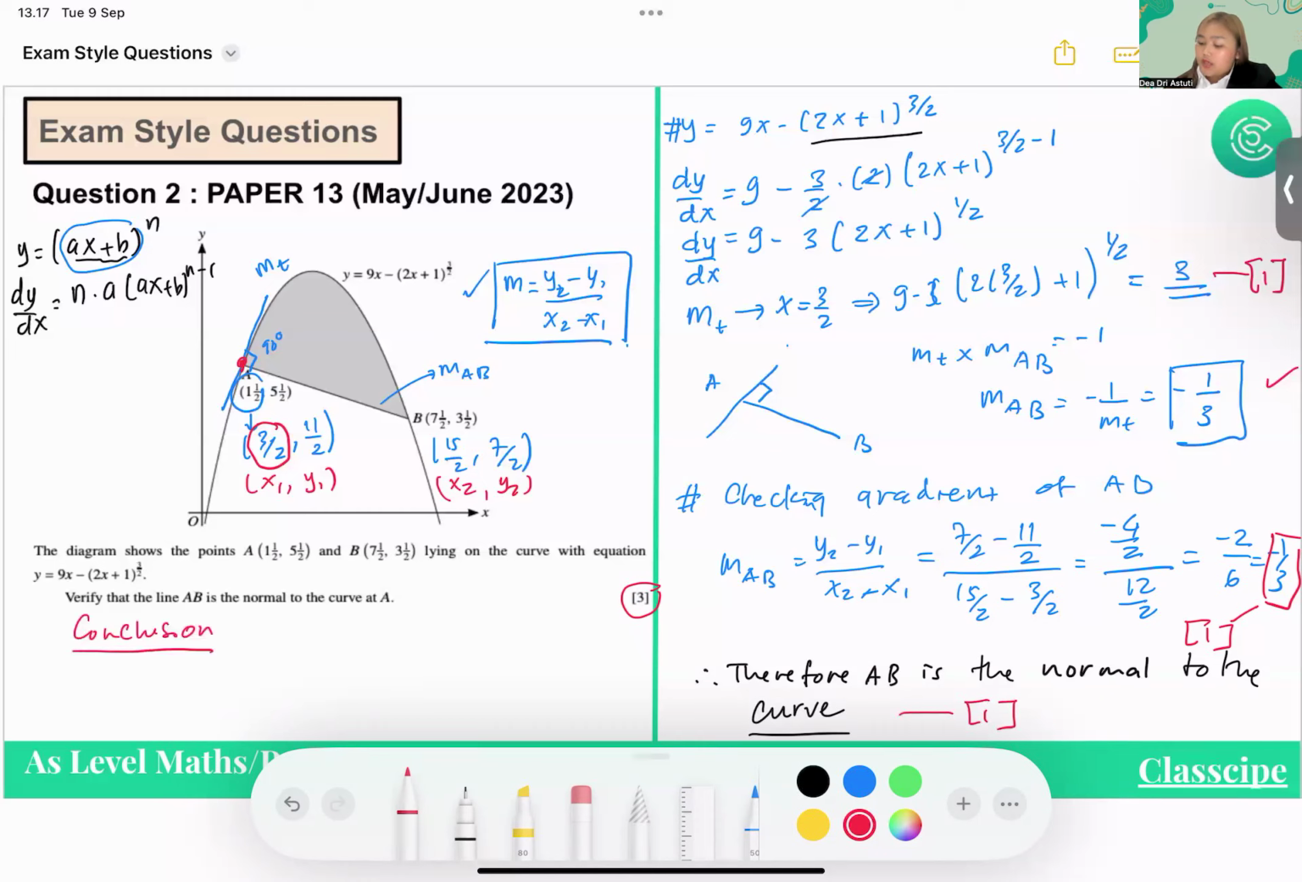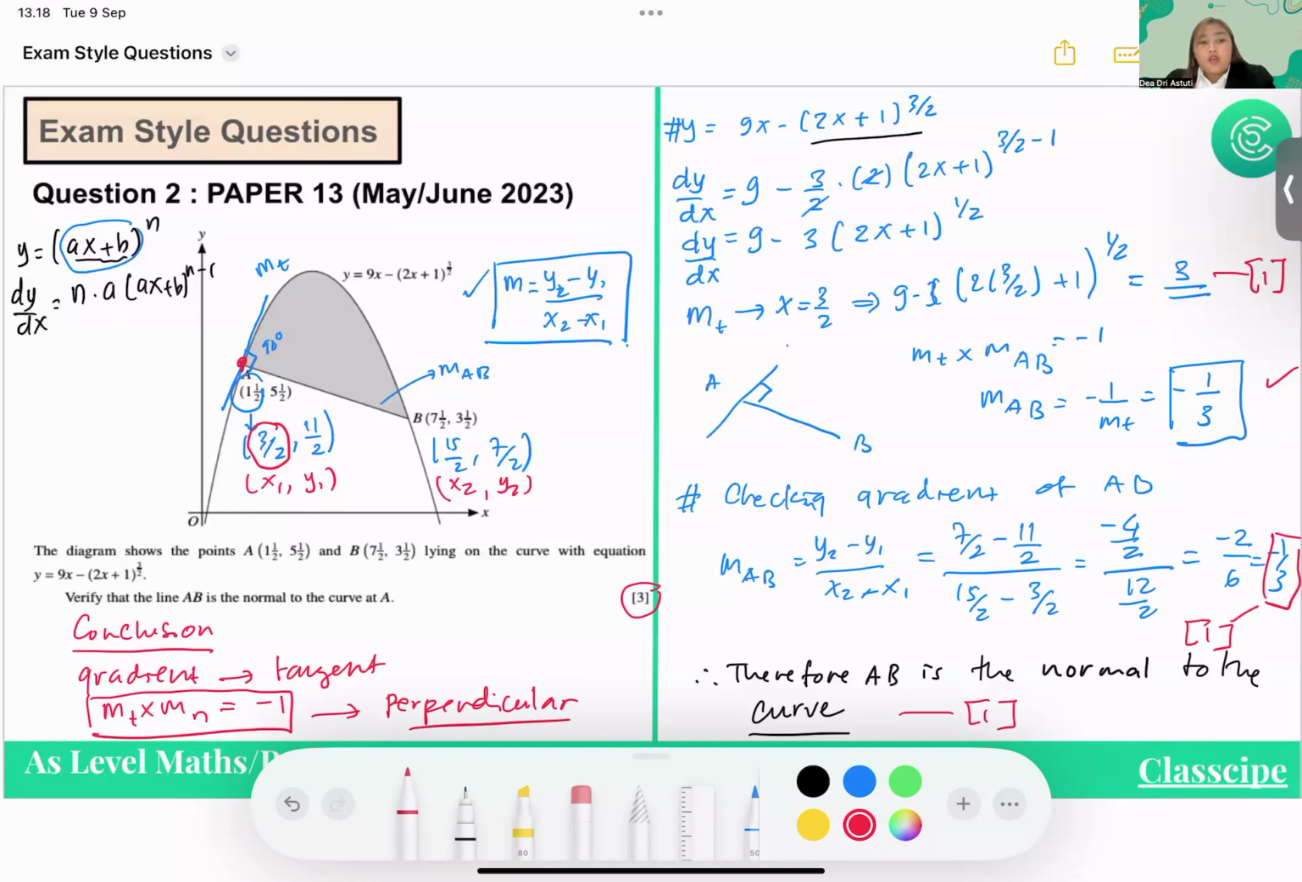Remember, the gradient that you get from here is the gradient of the tangent. The gradient of the tangent times the gradient of the normal line should be -1 because they are perpendicular. You have studied perpendicular lines and also parallel lines, so it should not be new for you.